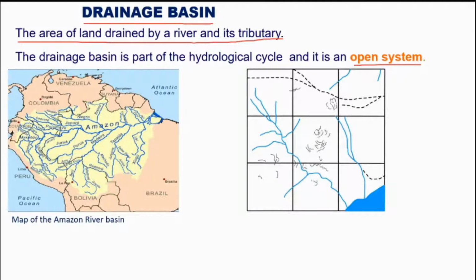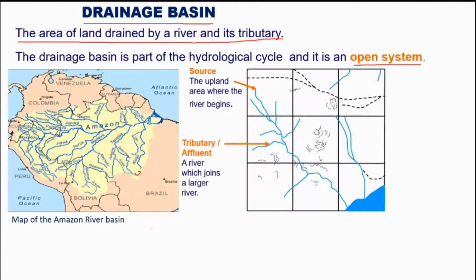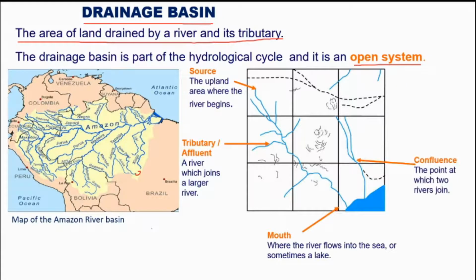With the diagram on the left side of the slide, let's label the parts of the drainage basin. We have the source, which is an area where the river begins. We have the tributary, a river which joins a larger river. Then we have the mouth, which is where the river flows into the sea or sometimes a lake. We have the confluence, the point at which two rivers join.